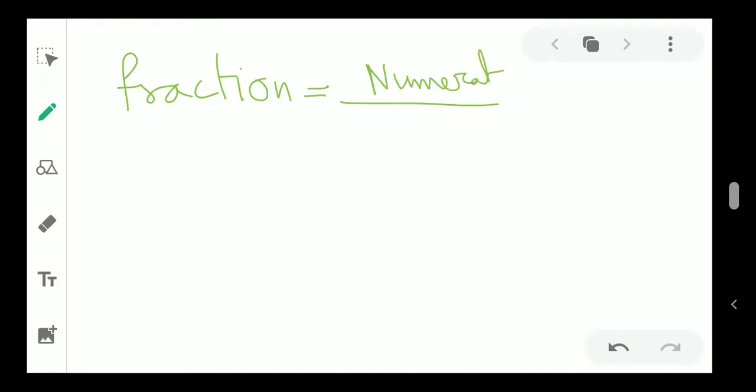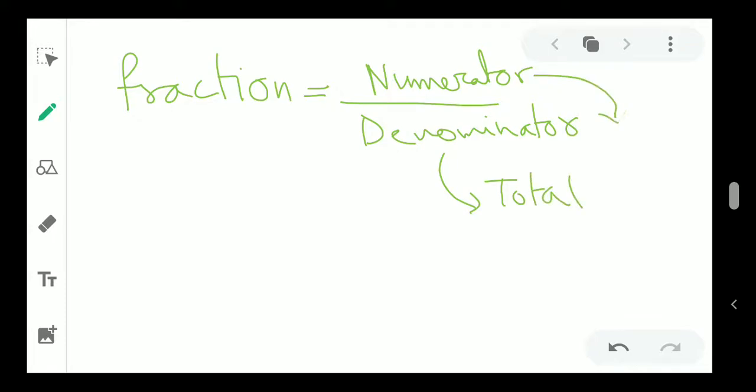So we have learned so far that a fraction is represented like a numerator divided by denominator, where this denominator represents the total value and numerator represents your selection. So it can be anything you choose. Now fraction can be like this.